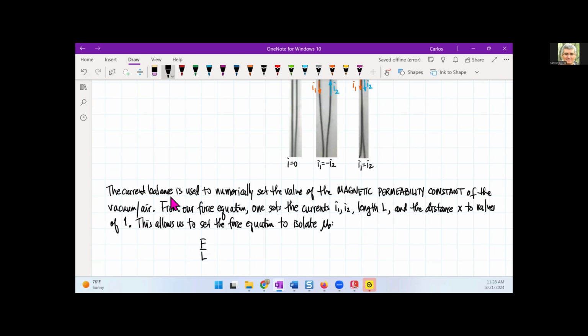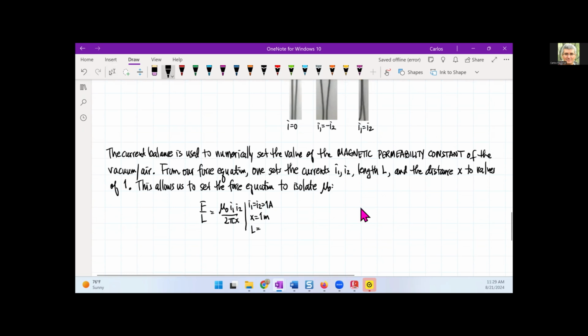If I look at the force per unit length, this is going to be mu naught I1 I2 over 2 pi x. Now we just put in the proper units. We set I1 equal to I2 equal to 1 amp, x equal to 1 meter, and the length equal to 1 meter. When you do that, I can write F over 1 meter equals mu naught times 1 amp squared divided by 2 pi times 1 meter. Then we get a relationship that reads F is equal to mu naught divided by 2 pi.